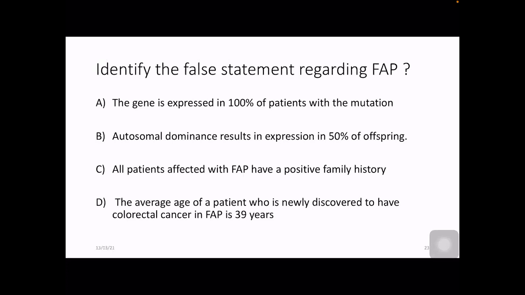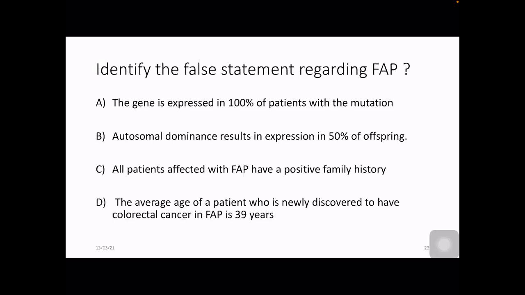Fine. The autosomal dominance results in expression in 50% of offspring. True or false? Yeah, obviously, if there is a dominant mutation, 50% of the offspring will have the expression. So that is also true. All patients affected with FAP have a positive family history. True or false? False.